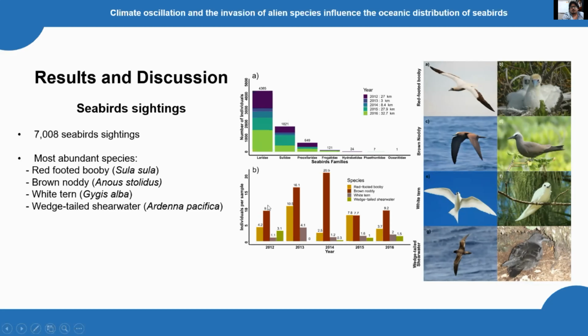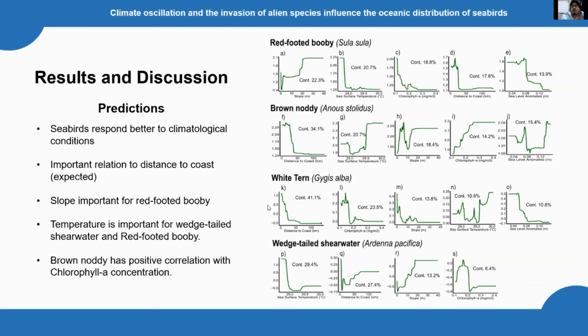However, we decided to do all models with these birds, and we ran the BRT models, and these are the results. In general, most of the birds are related to at least 4 variables. We can see that seabirds in general respond better to climatological conditions, so that's important to understand. And there is an important distance to coast relation, which was expected because the bibliography says that seabirds in general are related to where the colonies are located. So we expected to have that information.